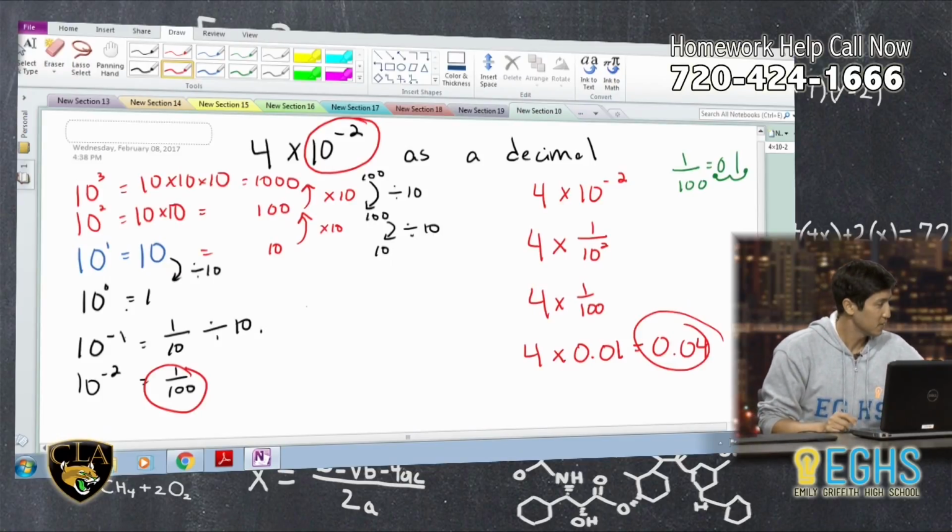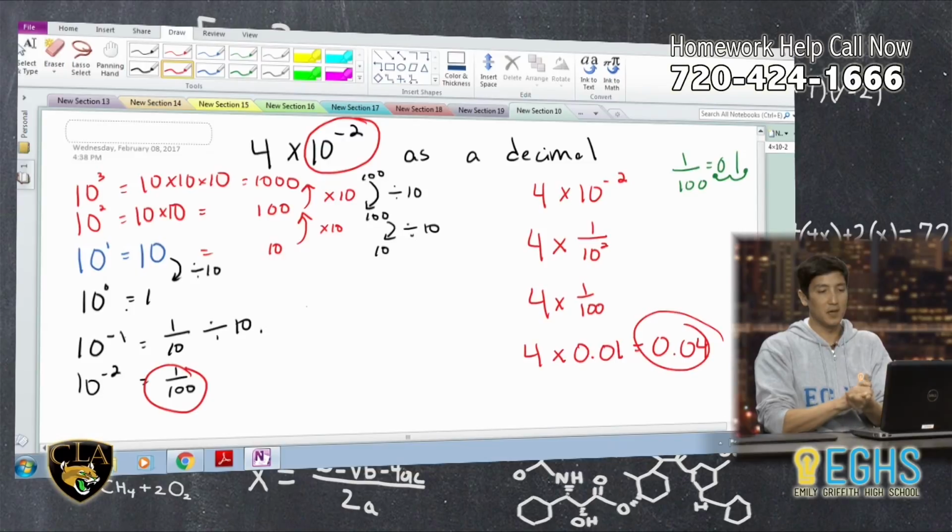So, do you want to add something? I do. Yeah. That's, again, seeing that pattern and understanding how to manipulate exponents will get you that decimal.